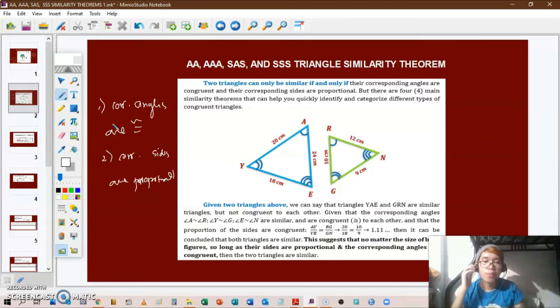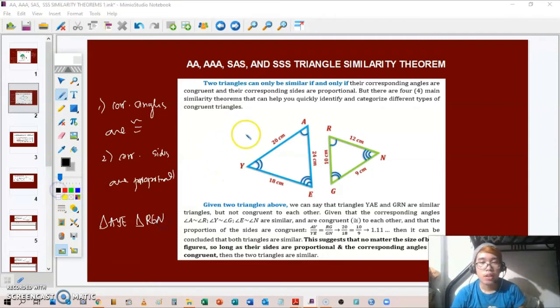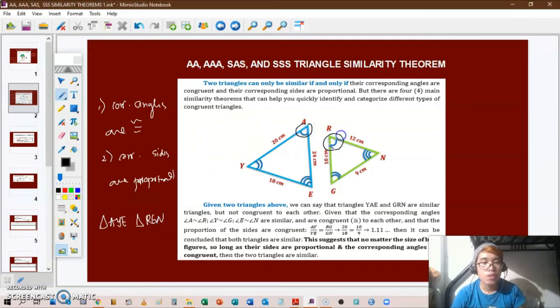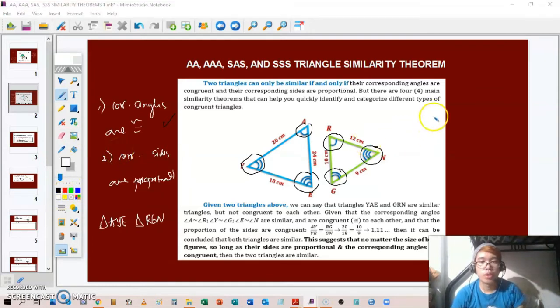For example, we have here triangle AYE and triangle RGN. We can see based on the markings that their corresponding angles are congruent. Angle A and angle R are corresponding and congruent. Angle Y and angle G are corresponding and congruent. And angle E and angle N are corresponding and congruent. So we have satisfied the first prerequisite for two polygons to be similar. The second one is that their corresponding sides should be proportional.